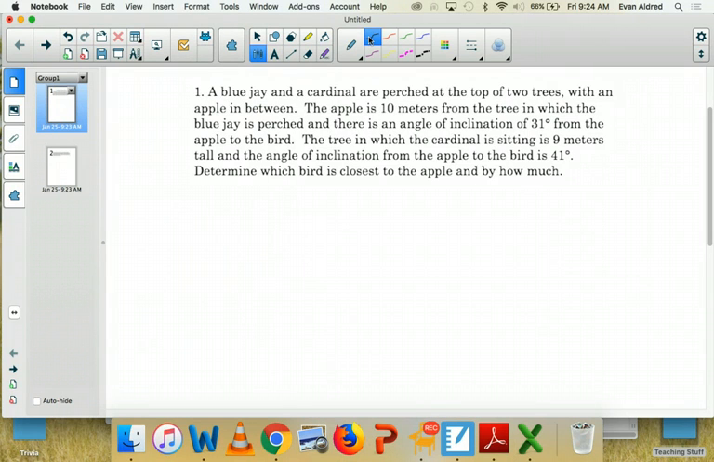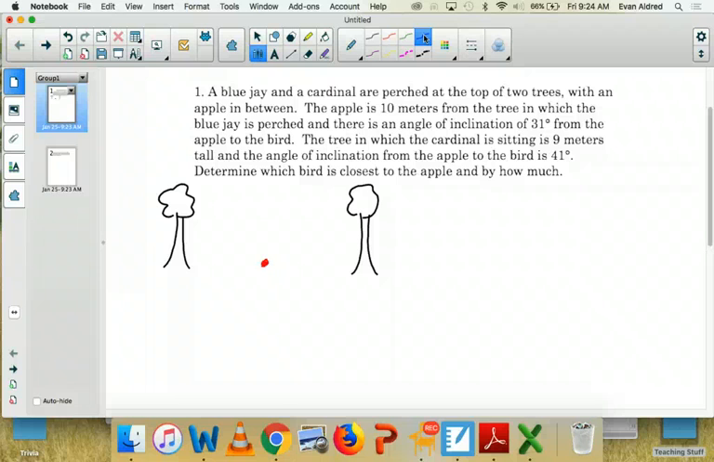So the first thing we want to do is just do a sketch, just like we always do. So we're going to have two trees, and we're going to have an apple that lies somewhere in between. And we'll start with the blue jay. Well, we know that the apple is 10 meters from the tree in which that bird is perched. So we're going to label the base as 10 meters. We know that the blue jay is up here, and we know that we can make a right triangle. So it will look something like this.